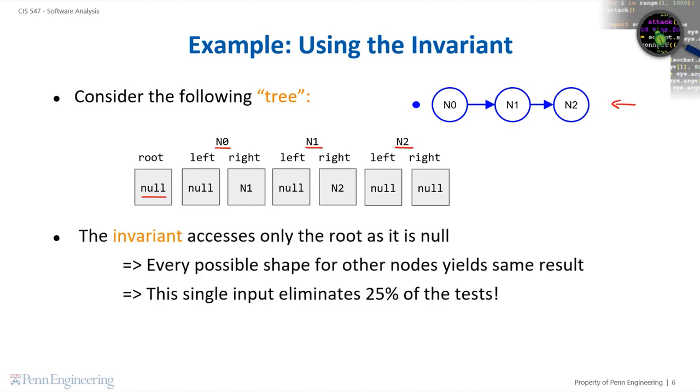For this input, the rep_ok function only accesses the root field because it is null. The rep_ok function therefore doesn't check any of the other fields. Indeed, any other shape for the remaining nodes would yield the same result. So there is no need to generate any other candidate input with a null root. This single input therefore eliminates 25% of the tests that would have been generated otherwise.